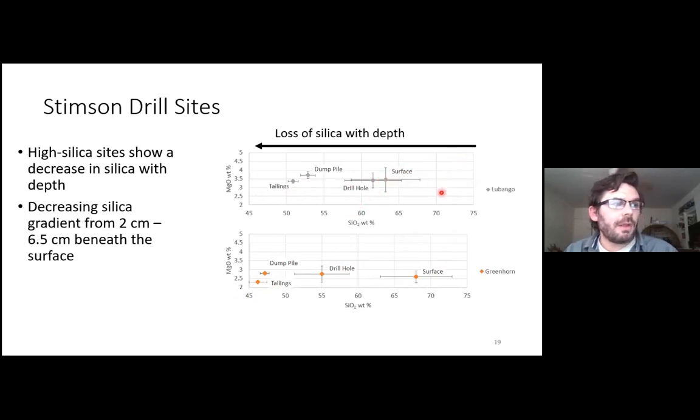And this is showing a loss of silica with depth. Like I said, obviously the surface is on top. Then the drill hole wall is only the first centimeter and a half of the drill hole sampled. Then you have the tailings in the dump pile over here, suggesting a bit of a decrease. Now, the fact that the dump pile jumps back up in silica is a little concerning, but I think I have figured out why that might have occurred, and it should be a little bit later in the presentation.